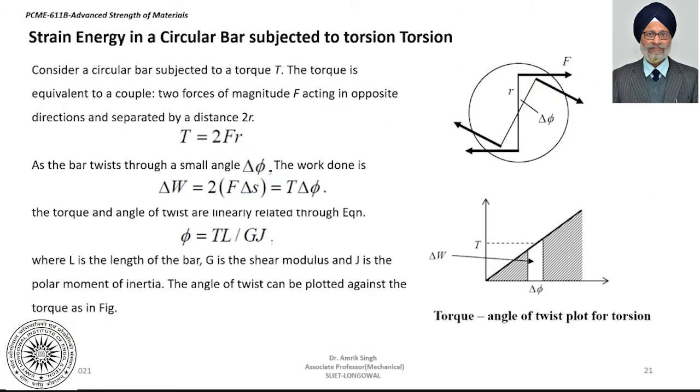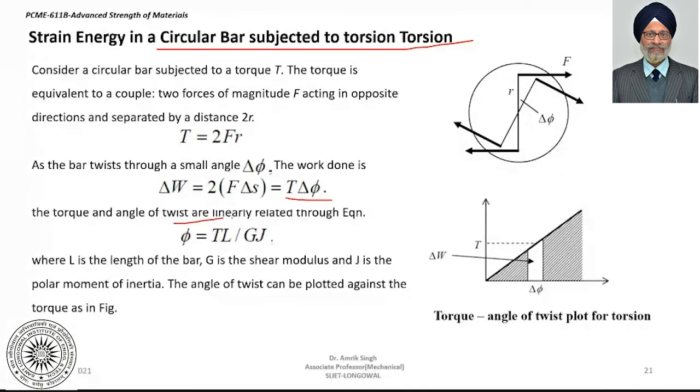Now suppose a circular bar is subjected to a torsion, and the radius of the bar is R. It is subjected to torque T. The torque is equivalent to a couple, so this couple is T equal to 2 times R times F, the distance between them. As the bar twists through a small angle delta phi, the work done will be equal to 2 times F into ds. So this is equal to T into delta phi.